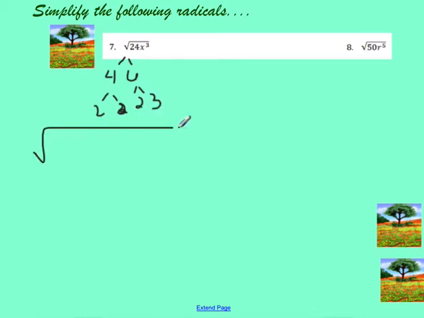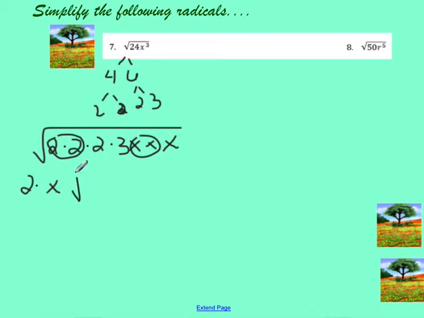So now I'm going to do exactly like I did with the letters before, except I'm going to put the numbers first. So I have 2 times 2 times 3, and then I'm going to have x times x times x. So now I'm still going to go pair hunting. I have a pair of 2's there and a pair of x's there. So on the outside, I'm going to have 2 times x. And left underneath, I have 2 times 3 times x.